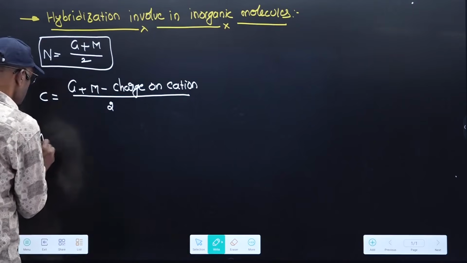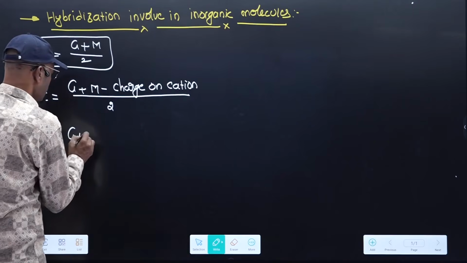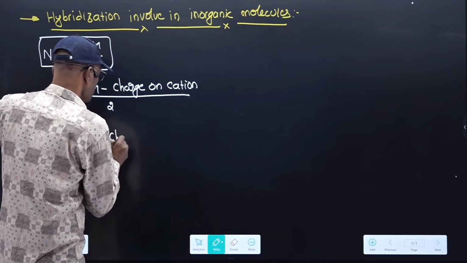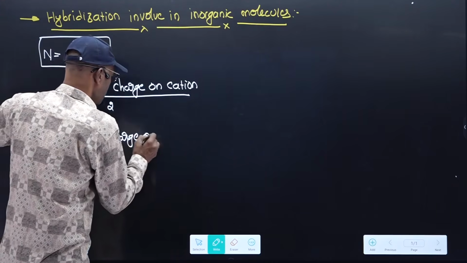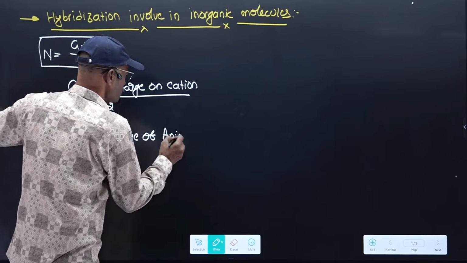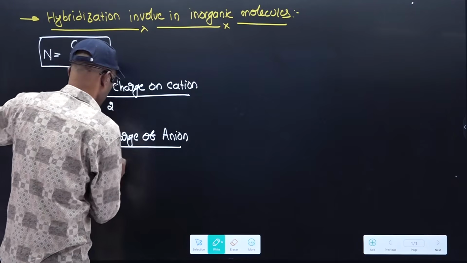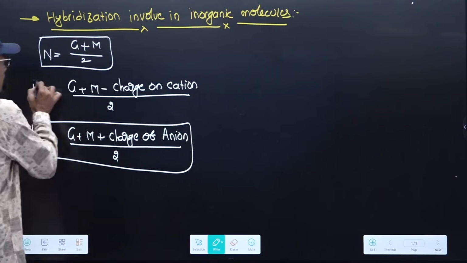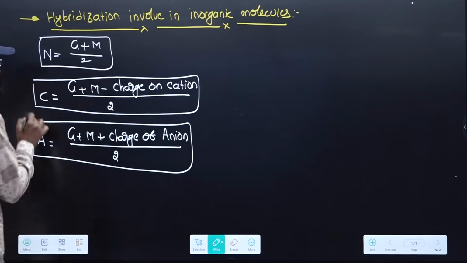Okay. Suppose it is an anion: group number plus monovalent, then plus the charge of anion. You need to write the charge of the anion, and finally divide by 2. You need to remember these formulas to calculate hybridizations of inorganic molecules.